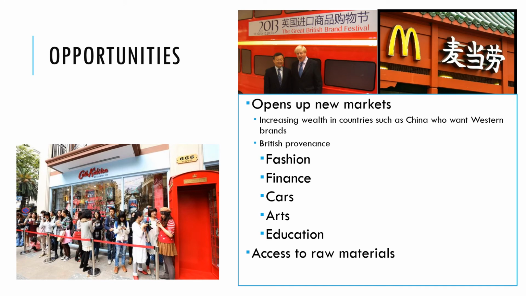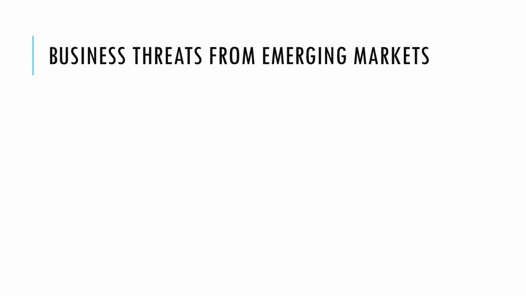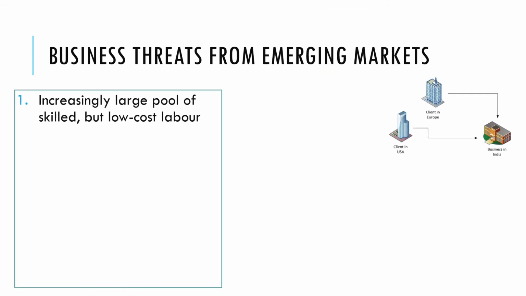Also, it gives businesses access to raw materials. So if you think potentially of oil, large developed economies' oil companies, Shell, BP, have facilities in emerging markets so they can access the raw materials there. And again, there are greater investment opportunities as these countries emerge and open up and become more part of the global economy. So what might be some of the threats from emerging markets?